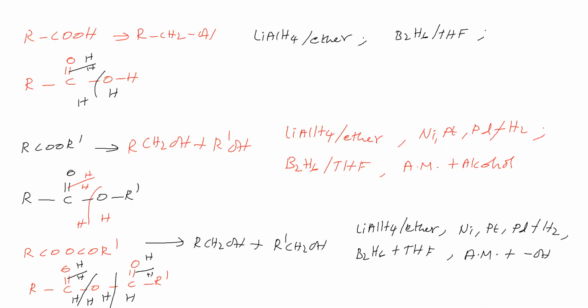Okay, so next acid halide. Acid halide we can write as RC double bond O X. Here this pi bond is breaking, here 1H, here 1H. This sigma bond is breaking, here 1H, here 1H. Therefore we get RCH2OH, an alcohol.